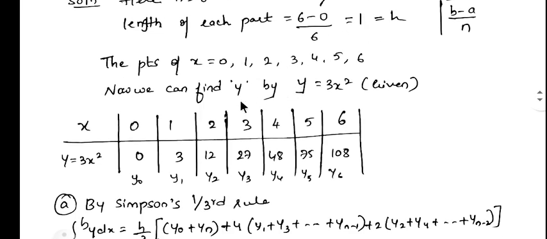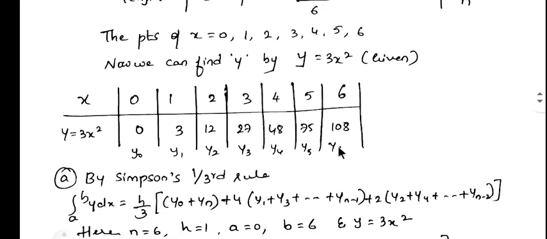Now you can find y by substituting the x value in the given equation, that is y is equal to 3x square. Replace x as 0 first, then you will get 0. Next, x as 1. 3 into 1 square is 1, therefore 3 is the answer. Next, x as 2, that is 2 square, 4 into 3 is 12. Similarly, you have to substitute the values of 3, 4, 5 and 6, and write the corresponding values of y.